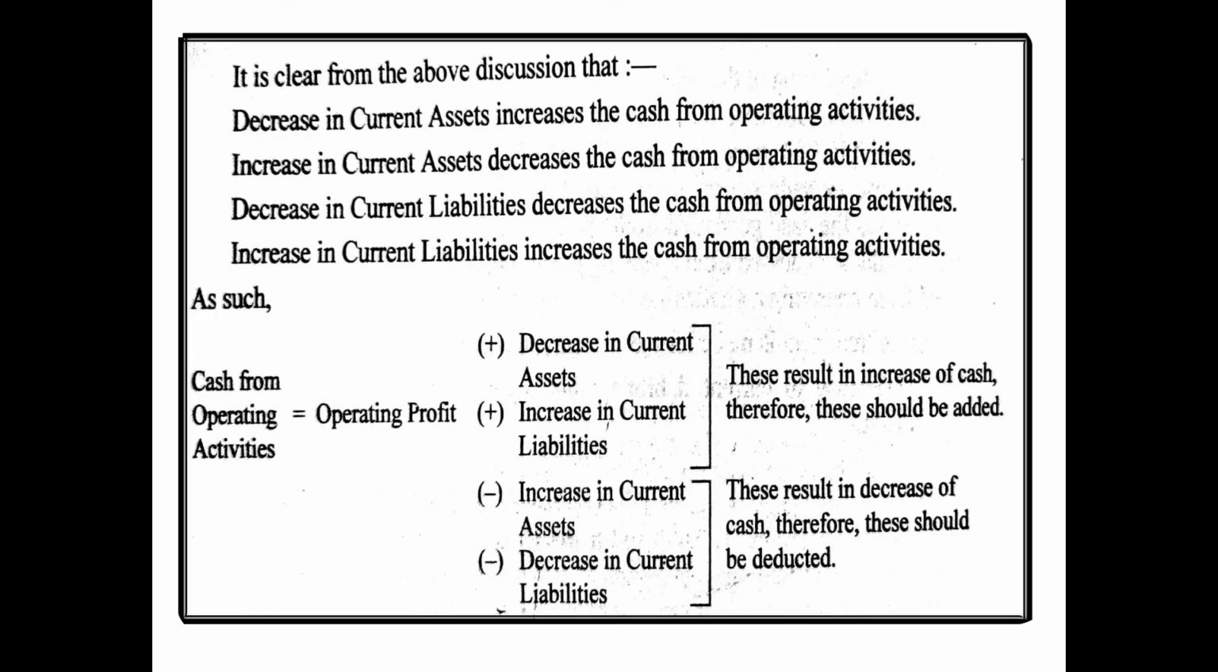Then the last one, an increase in current liability increases the cash from operating activities, therefore it will be added to the operating profit before working capital changes. So as such, cash from operating activities is equal to operating profit, that is, operating profit before working capital changes. In that we will add decrease in current asset and increase in current liability, and we will deduct increase in current asset and decrease in current liabilities.